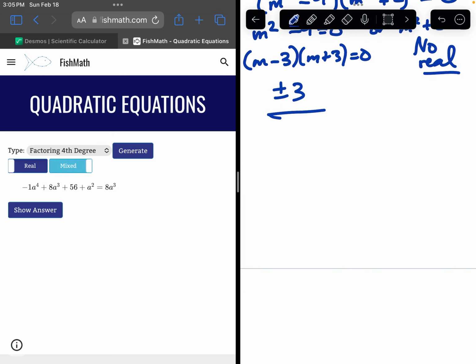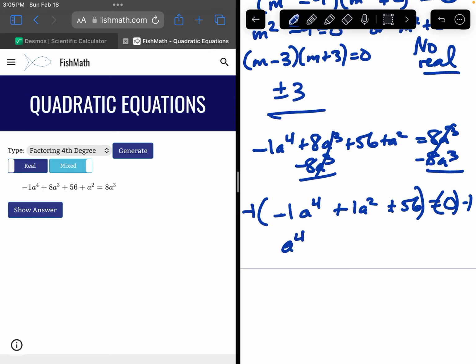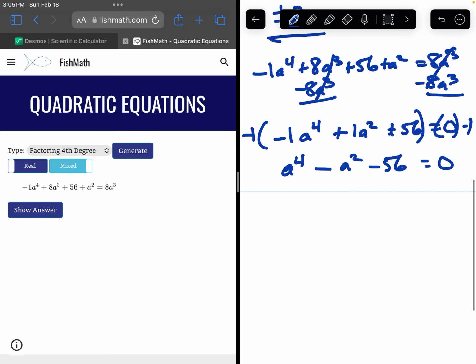Let's make it a little more complicated here. Let's make it not equal to 0. Let's do negative a to the fourth plus 8a cubed plus 56 plus a squared equals 8a cubed. Right off the bat, I'll get rid of those a cubeds. We don't need those. And then a little bit tricky here because the a to the fourth is negative. If we multiply both sides by negative 1, that would give you a to the fourth minus a squared minus 56 equals 0, which is what we want.